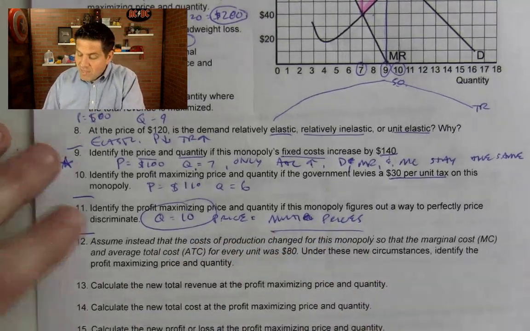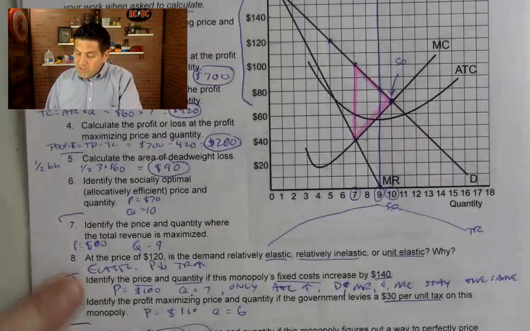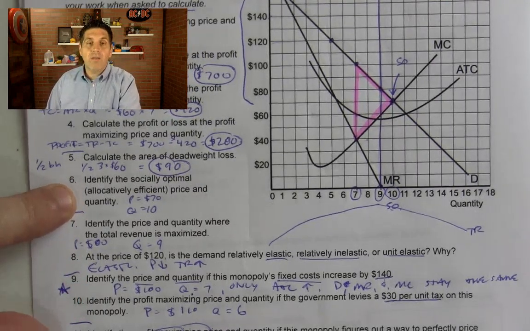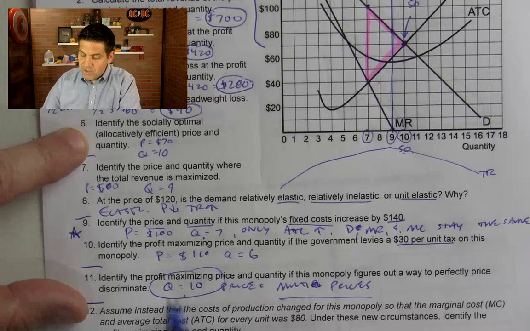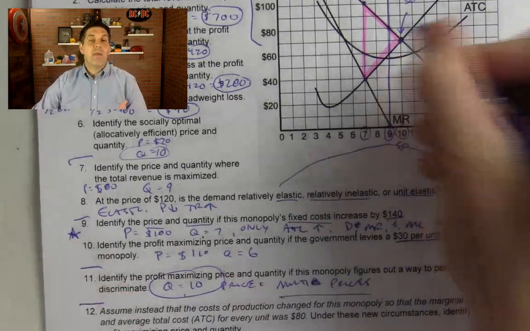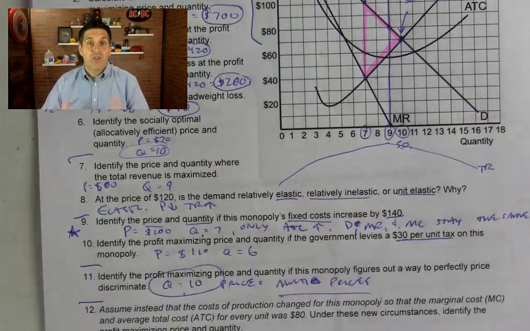Just understand that the socially optimal quantity, which we said was right here, is the same as the quantity that will exist with price discrimination. Notice these numbers are exactly the same, because the price discriminating monopoly will continue to charge and sell as many units as people actually want.